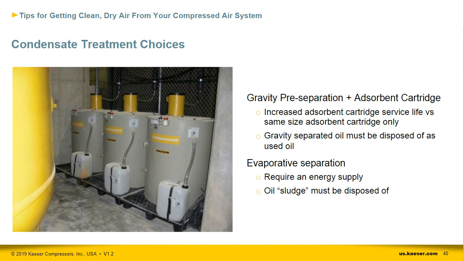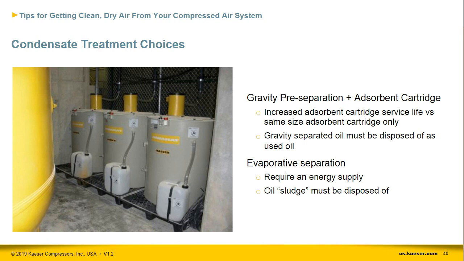Some adsorbent cartridge systems also have a pre-separation system, where the portion of oil that easily separates from water is skimmed off the surface before the remaining oil and water mixture is passed through the adsorbent cartridge. These gravity pre-separation plus adsorbent cartridge separators typically have higher initial costs than adsorbent cartridge alone systems. They likewise have no energy costs. They have a lower maintenance cost because the adsorbent cartridge lasts longer, but they do produce some oil waste that you must pay to have disposed of.